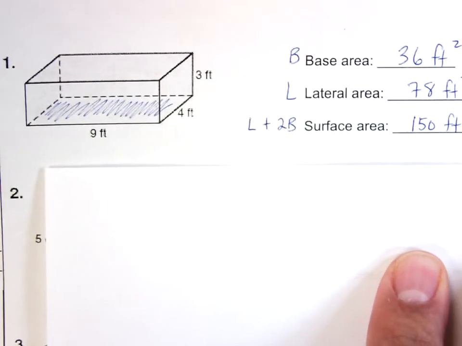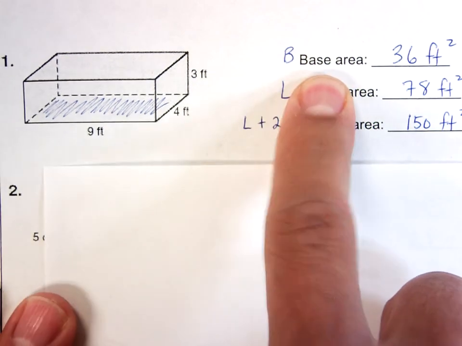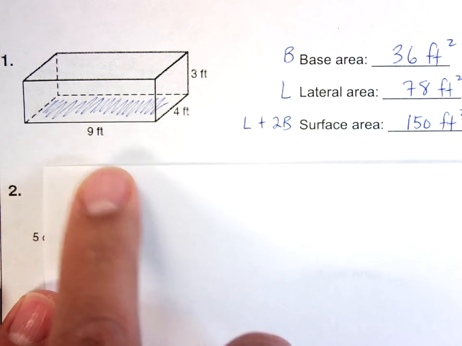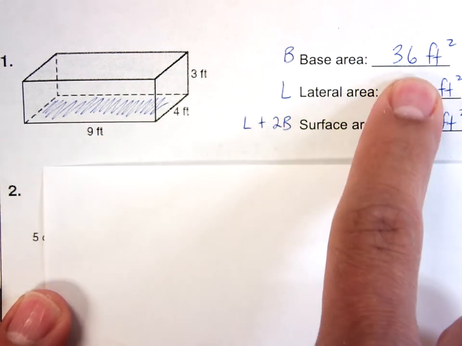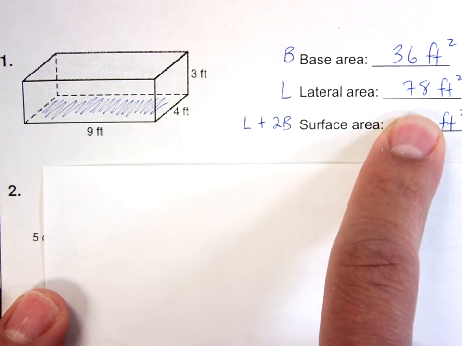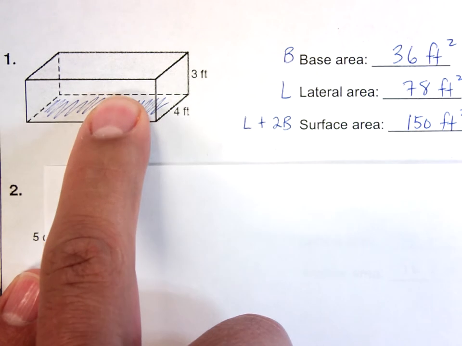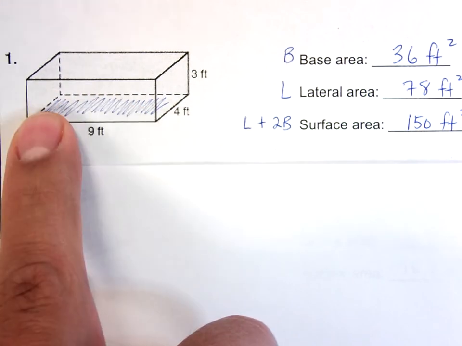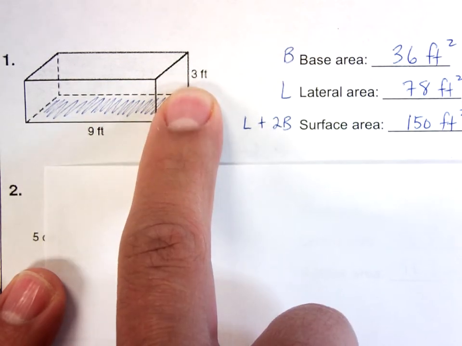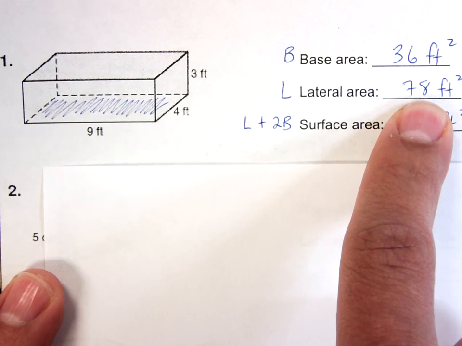So there's the first one. Area of the base. Well, what is the shape of the base? Shape of the base is a rectangle. Area of a rectangle is length times width. 9 times 4, it's 36. Okay, the lateral area, how do we get that? We take the perimeter of the base, 9, of course that side's back, also 9, plus 4, plus 4. Take the perimeter of the base and then multiply it by the height. And you've got the perimeter of the base times 3, which gives you 78 feet squared.